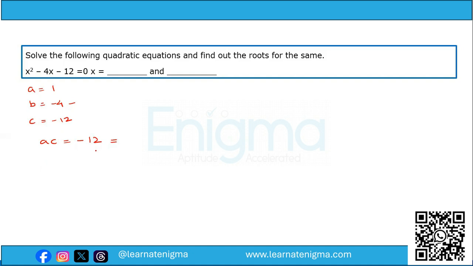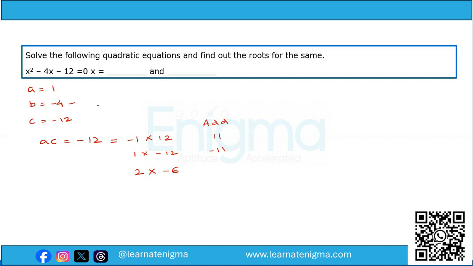So there are multiple options of factors. For example, minus 1 into 12, 1 into minus 12, where the product is minus 12. But the addition of these factors, minus 1 plus 12, comes out as 11 or minus 11 and so on. So what we need is the factors whose addition is minus 4 and product is minus 12. So we get the desired pair of factors as 2 into minus 6.